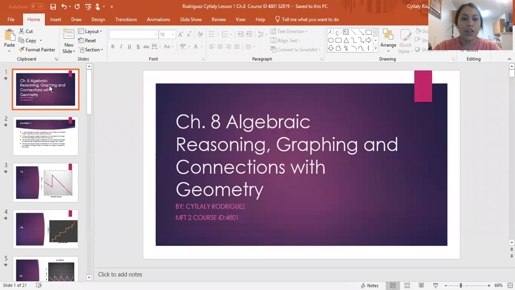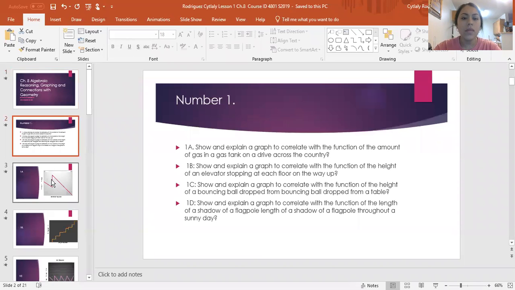And let's start with what we're going to do today. We're going to do Chapter 8, Algebraic Reasoning, Graphing Connections with Geometry. So here are the questions. The first one, we're asked to explain how the graph is correlated to the function of the amount of gas that is in the tank to drive across the country.